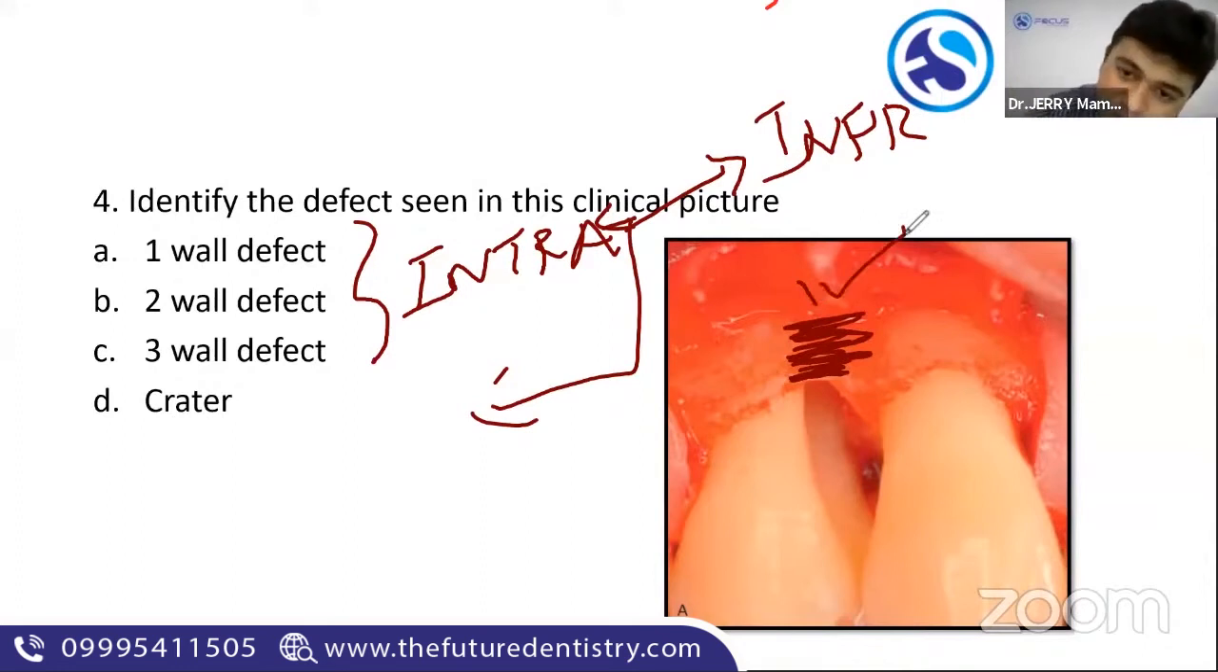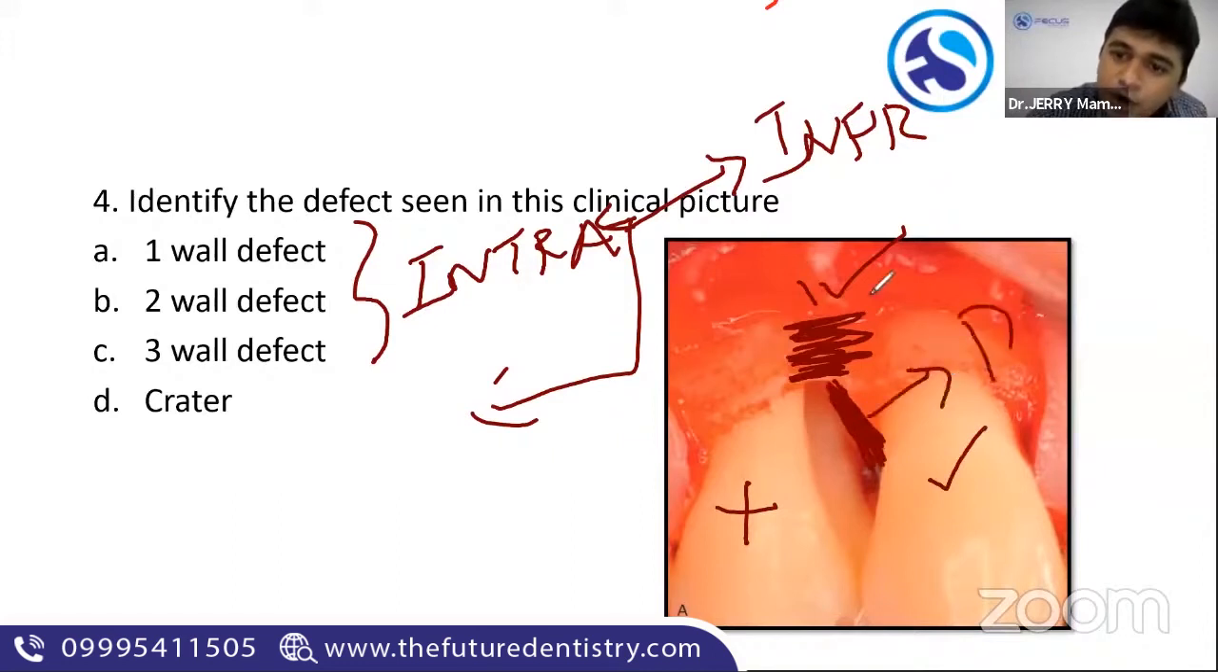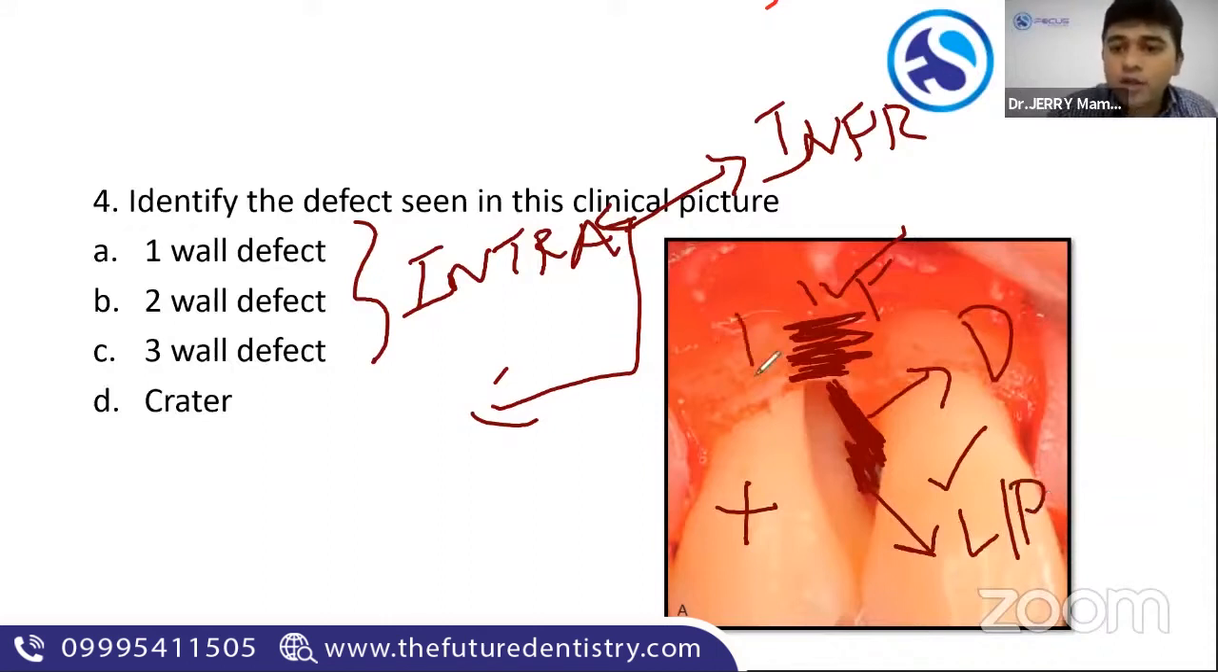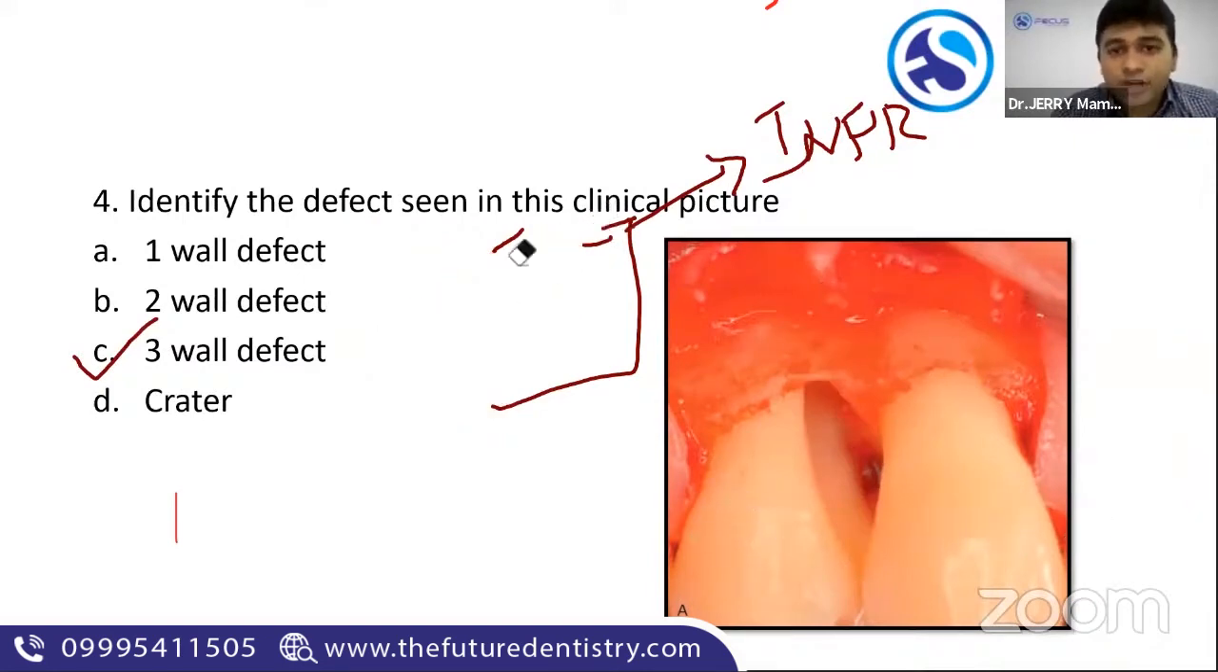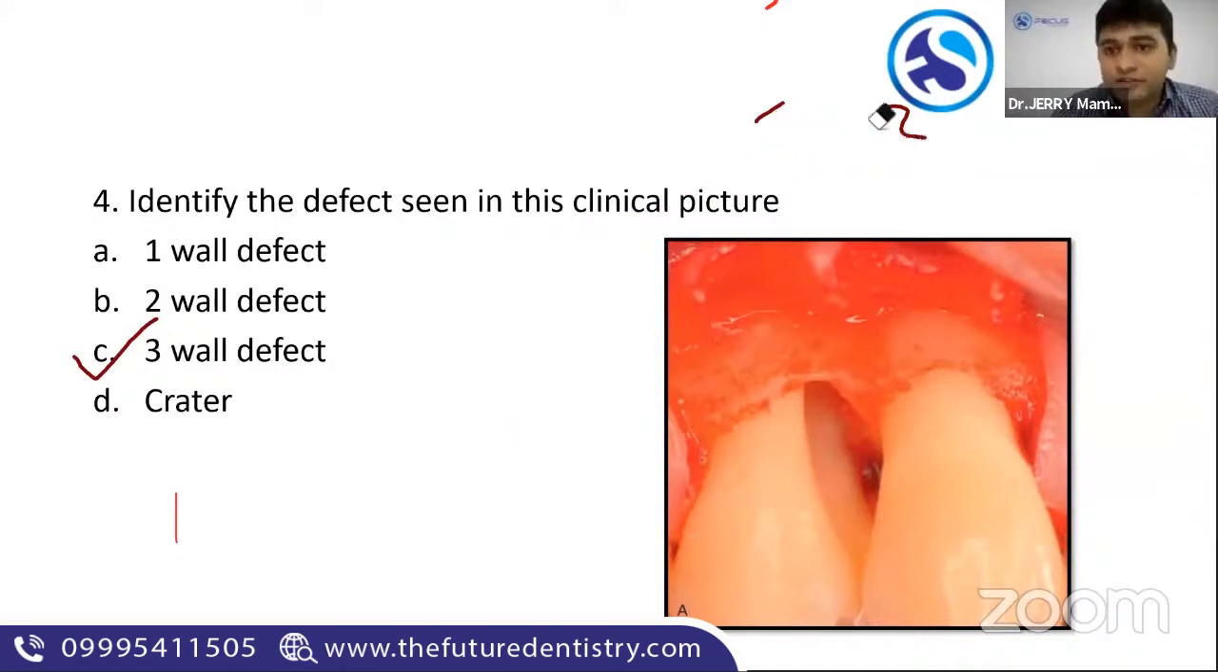One wall is preserved. Then can you see this wall towards the other tooth? This one is not affected, but there is a wall on this tooth. This is your distal wall. And on the inner aspect, you can see another wall here. That is your lingual wall or your palatal wall. So now what all walls do we have? We have one wall, two walls, and three walls. So we have three walls remaining here. So your answer is a three-wall defect, which is a type of intra-bony defect.